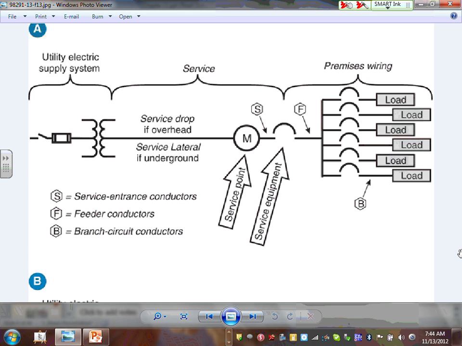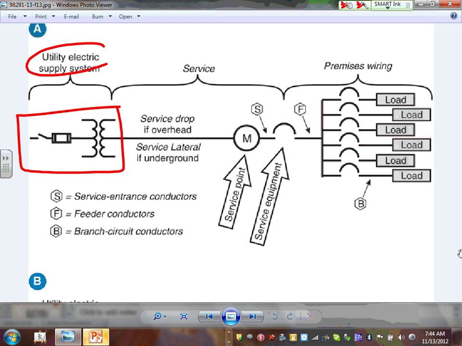Let's start from the left to the right. Utility electrical supply system. This is under the exclusive control of your utility right here. So you have the primary disconnect fuse to the transformers. I'm going to assign voltages here. So here's your 13.8K. This side, let's just assume this is 480/277. Okay, so I got the service, right? I got a 13.8 on the primary side of a transformer, 480/277.